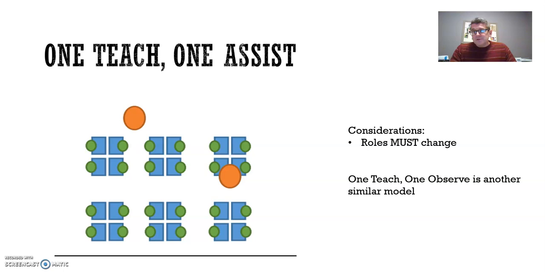Another thing that you will hear sometimes or you'll see as you research co-teaching is 1 teach, 1 observe. Same premise. Sometimes this is useful if you're collecting data on IEP goals or assessments that are being done. And again, it shouldn't always be the special education teacher that's the one doing the observing. So this one is pretty simple. This is a great place to start if you're just beginning co-teaching. But again, the roles need to change.